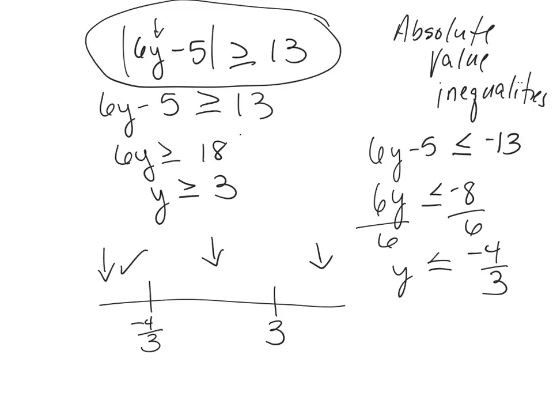Now pick a number between negative 4/3 and 3. There's a really easy one to use. 0. When you put a 0 up there, you get the absolute value of negative 5, right? The absolute value of negative 5 is 5. Is 5 bigger than 13? Put an X there.